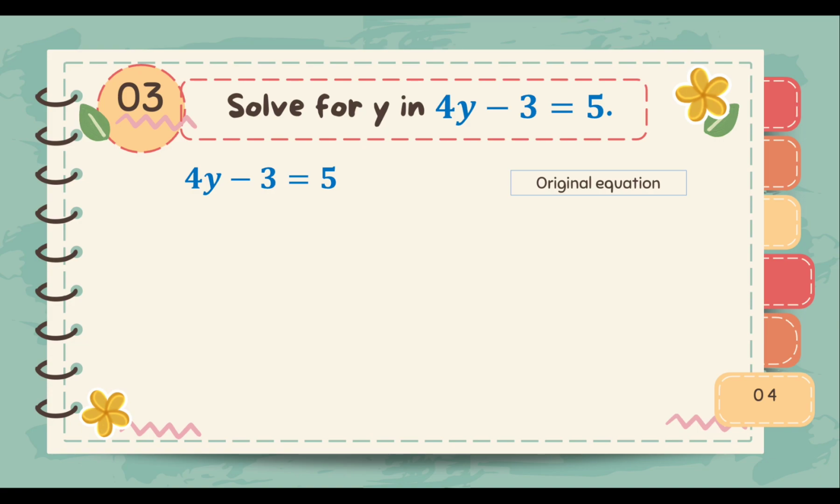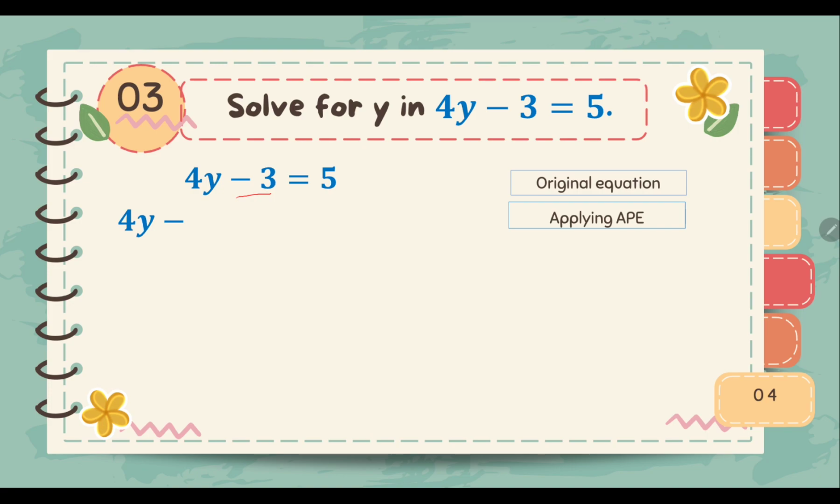4y minus 3 is equal to 5. Then what are we going to do? We apply first the addition property of equality, segregating or separating on sides of the equation the terms with the variable and the terms without the variable. So what do we add to both sides of the equation in order that the term with the variable will be left? It's the additive inverse of negative 3.